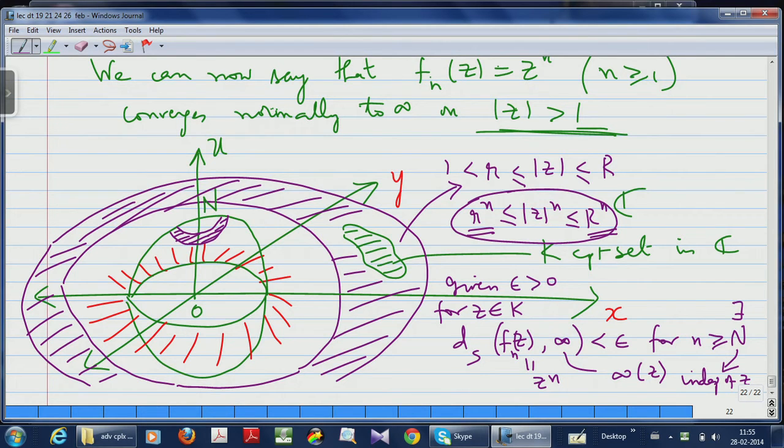So now you are able to justify that this sequence z power n converges normally to the function infinity on the exterior of the unit disk in the extended plane. And the point is that you are using the spherical metric. That is the advantage. You are using the spherical metric because it allows you to measure the distance even to the point at infinity from a finite point in the complex plane, which you can't do with the Euclidean metric.